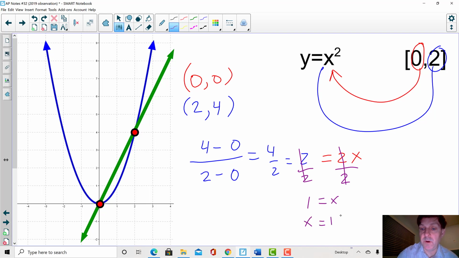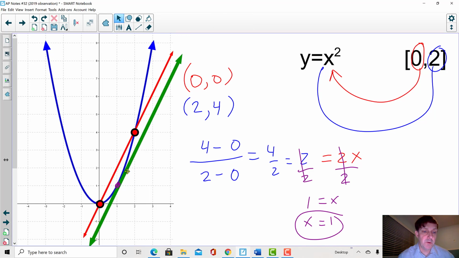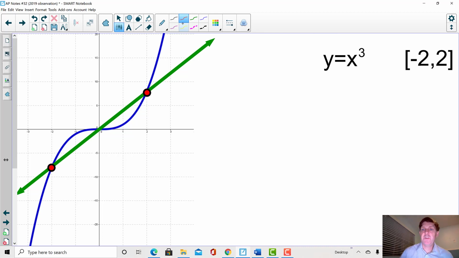And we get x equals 1. So x equals 1 is going to be right here on the graph. We're saying at that spot, the slope of the tangent line is going to equal the slope of the secant line. And it looks about right. Okay, we'll do another example.